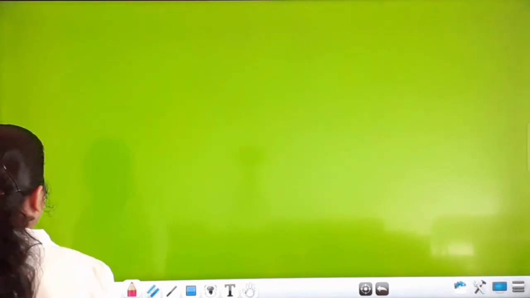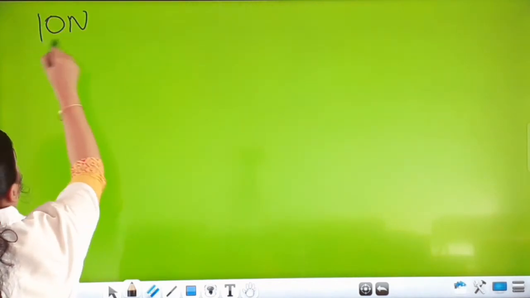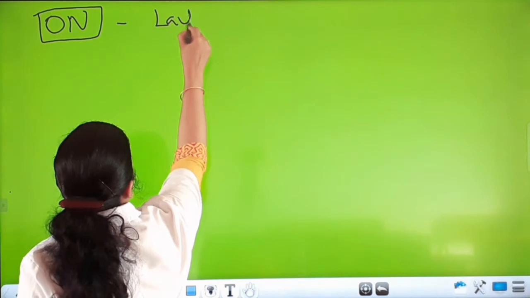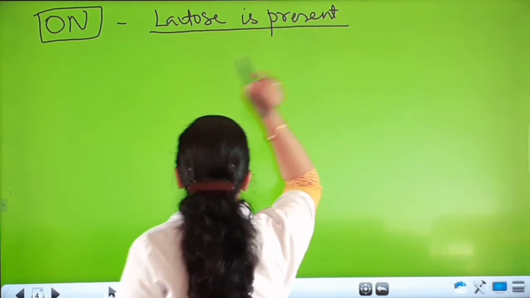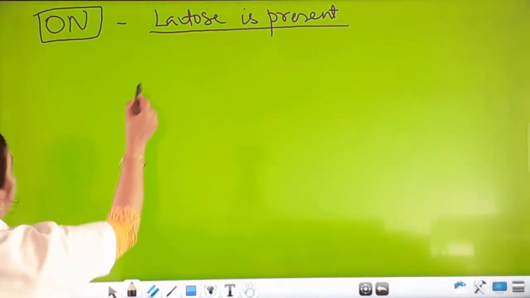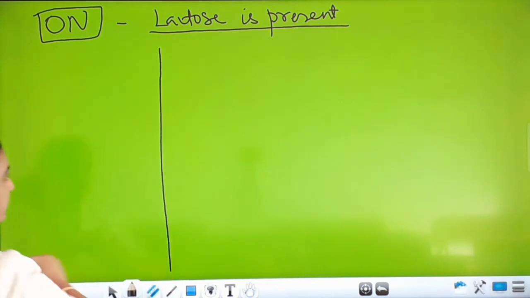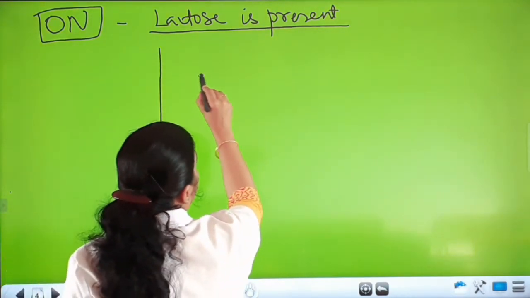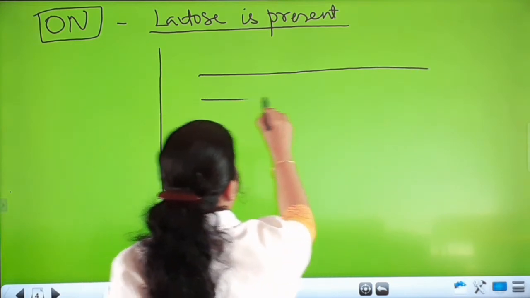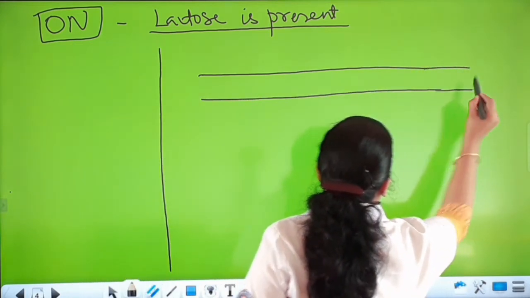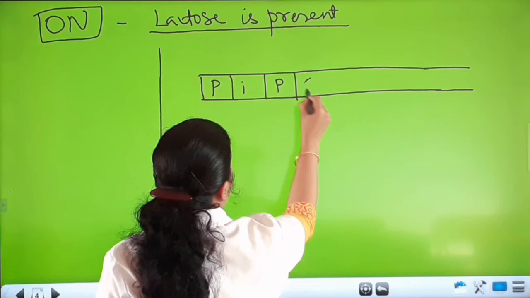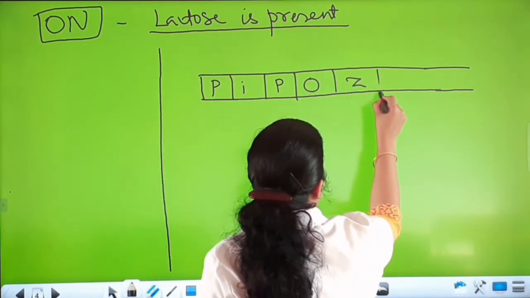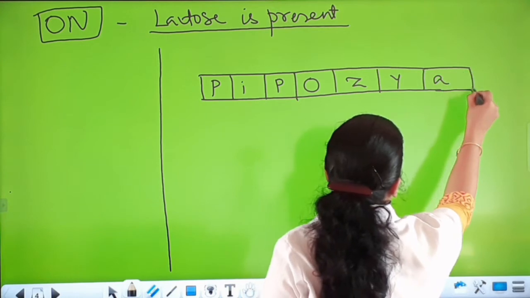Second situation means how it turned from switched off to on mode. On mode means when lactose is present. When lactose is present, it can turn into on mode. So again we can see this is a cell membrane, and inside we can see the cell. Here once more we can draw that operon: PG, IG, PG, OG, then ZG, YG, then AG.